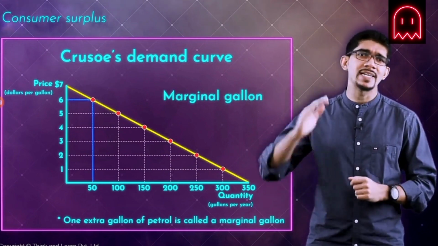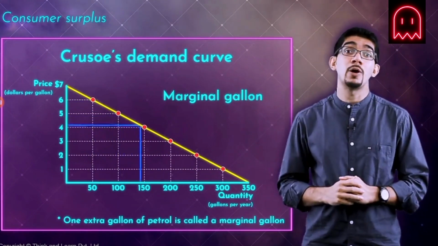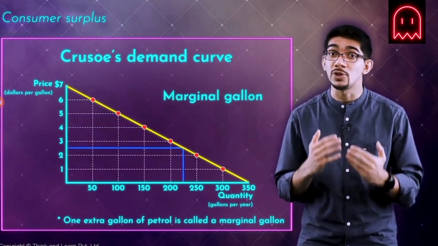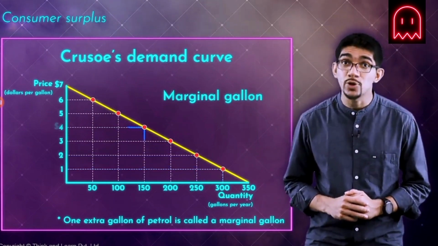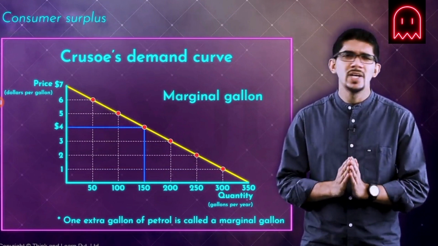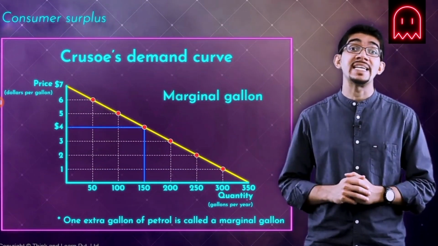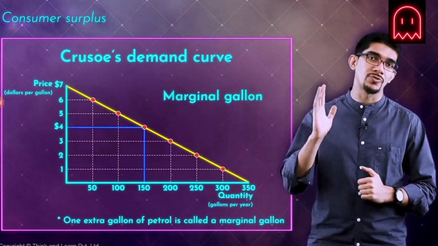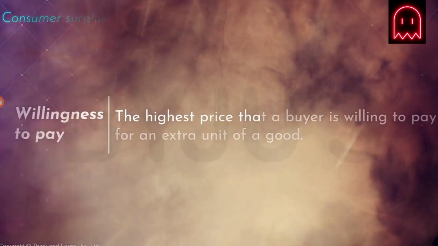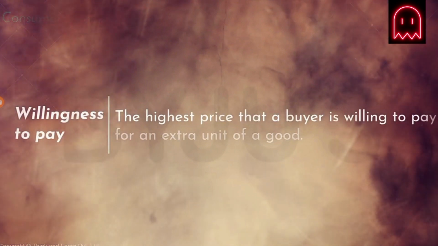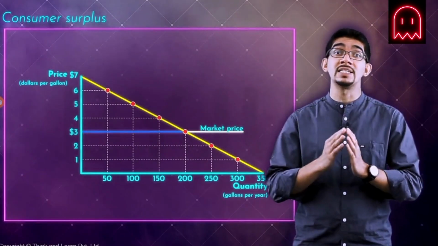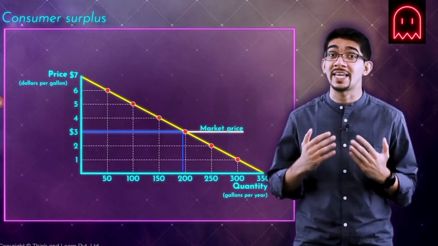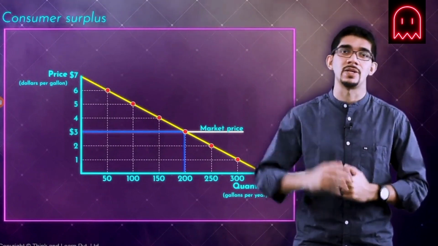The height of his demand curve at any given quantity is the amount he is willing to pay for that marginal unit of the good. In other words, with 149 gallons already at his disposal in 1 year, Crusoe's willingness to pay for an additional gallon of petrol is $4. Willingness to pay is the highest price that a buyer is willing to pay for an extra unit of a good. So Crusoe is willing to pay only $3 for a marginal gallon of petrol if he already has 199 gallons for use that year, for example.